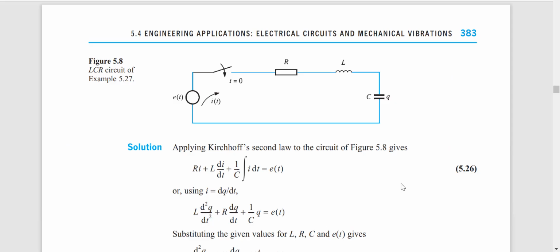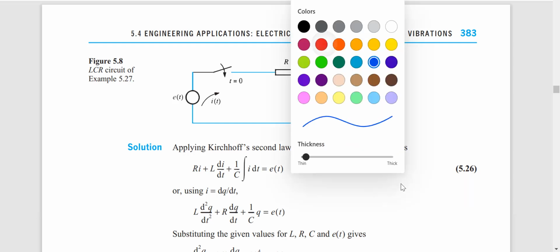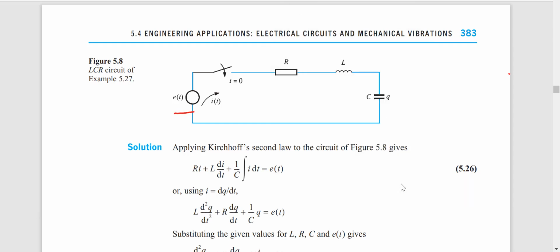I'm using a book from Modern Mathematics, and there is an example of how to use the Laplace transform in a circuit. You can see from this figure. We have a voltage source E(t) here, and then we have a switch. The switch is turned on when t is equal to 0, and then we have three passive components R, L, and C here.